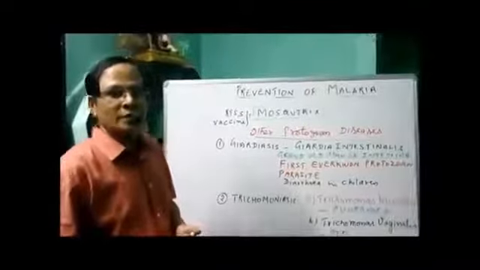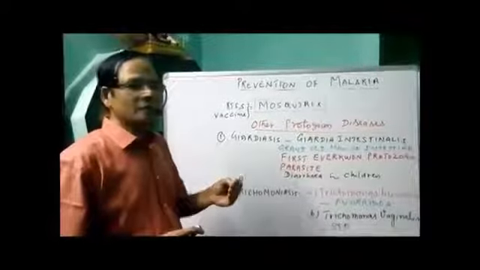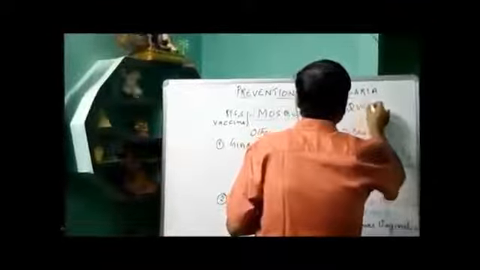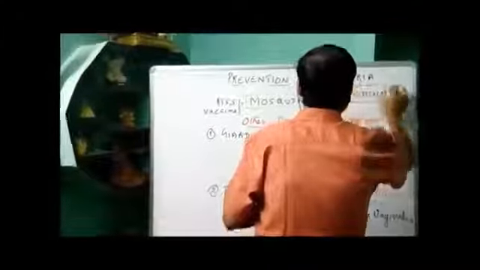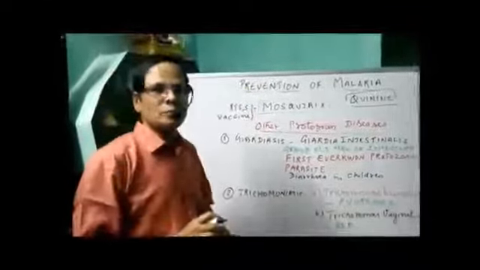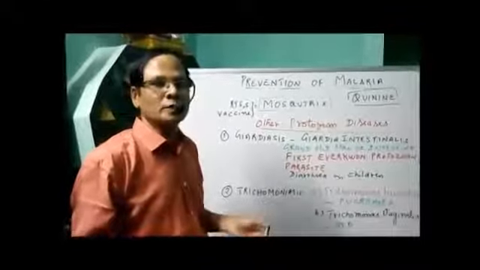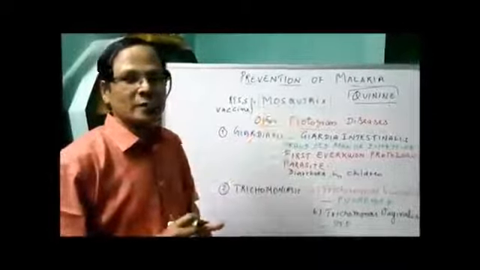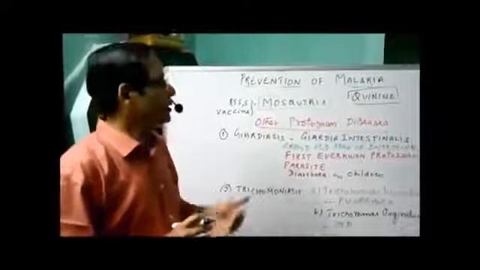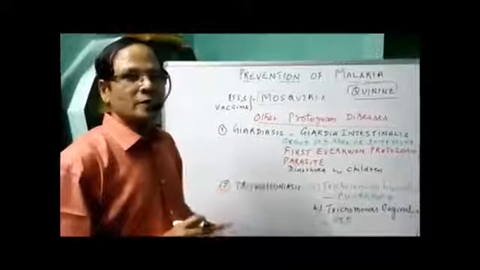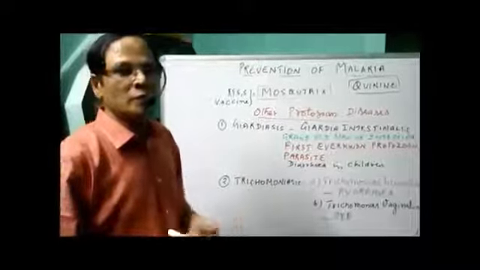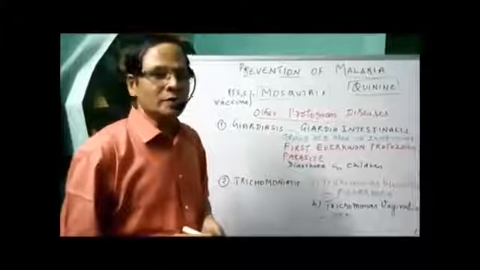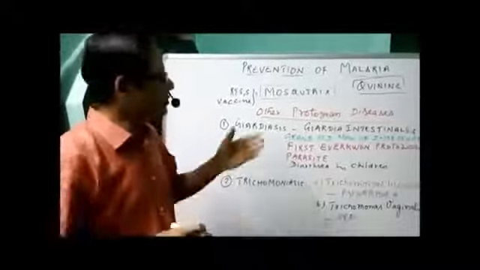We also have anti-malarial drugs. The most important natural anti-malarial drug is quinine. Quinine is obtained from the bark of the cinchona tree. Now we also have synthetic anti-malarial drugs, for example paludrine, primaquine, pamaquine, and chloroquine. So these are all different types of anti-malarial drugs used to treat malaria. So it is not coming under prevention, but used to treat malaria.